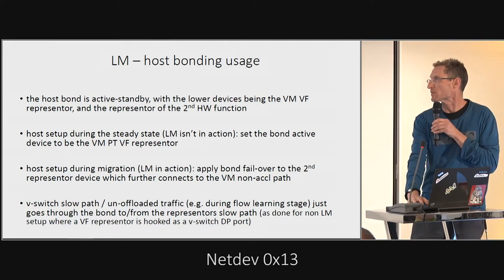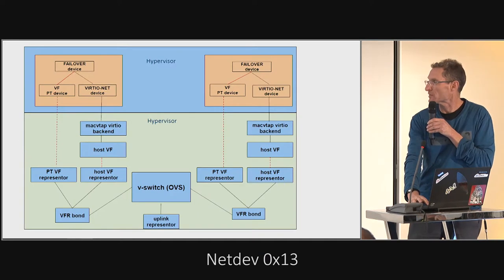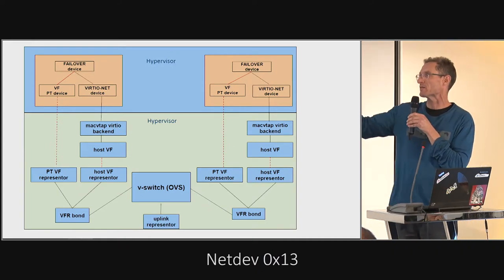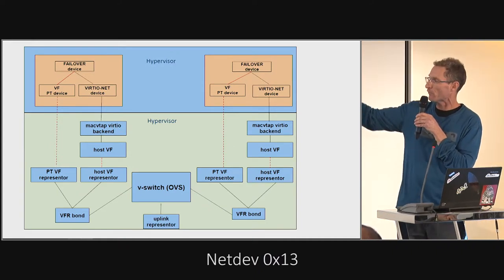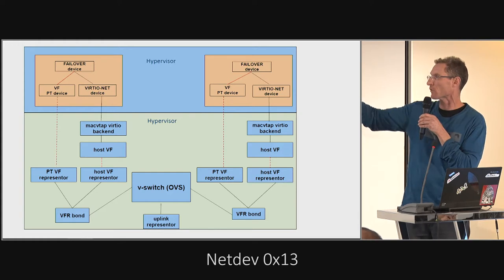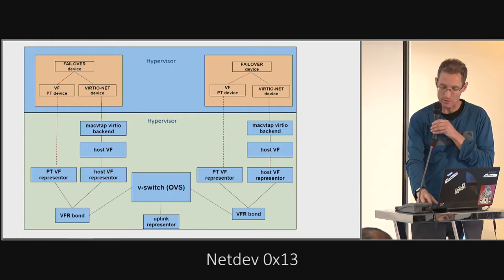The slow path for this scheme would work as usual, because the slow path is software. So even though we force this path from hardware to the representor and it goes through the bonding, this is standard.